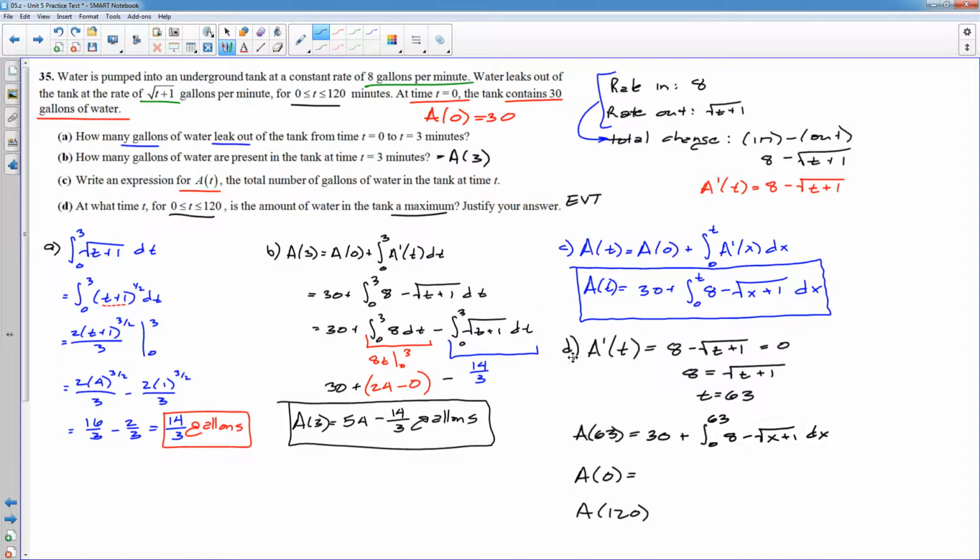A of 0 was actually given, that's 30, so we don't have to worry about that one. And A of 120, same thing, plus 0 to 120 of 8 minus the square root of x plus 1. And we are looking for the time where we have the most water in the tank.